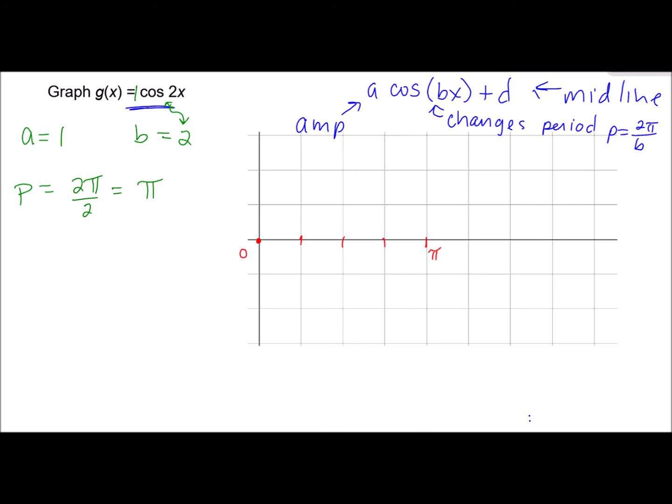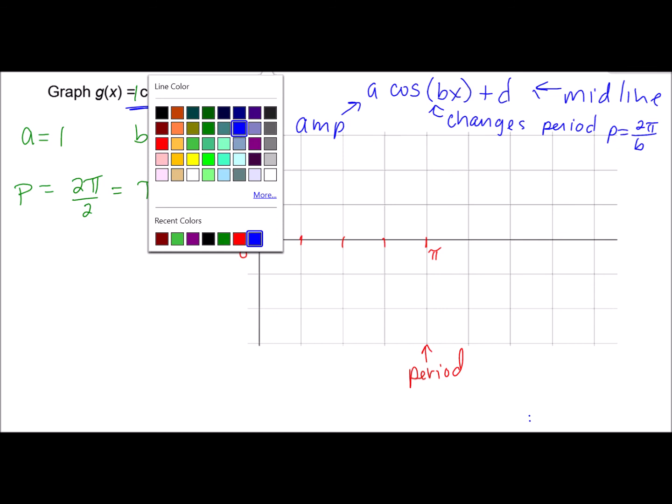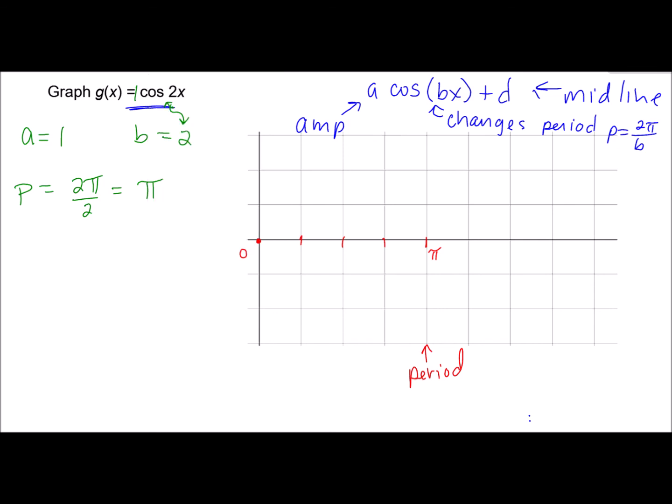Whoops, sorry about that. Slight disruption. Okay, so we've got our period happening right here. And then to get the rest of your units, the trick is to take the period and divide it by 4. We're going into 1, 2, 3, 4 pieces. So that would be pi over 4. And that's going to be your first guy right here.